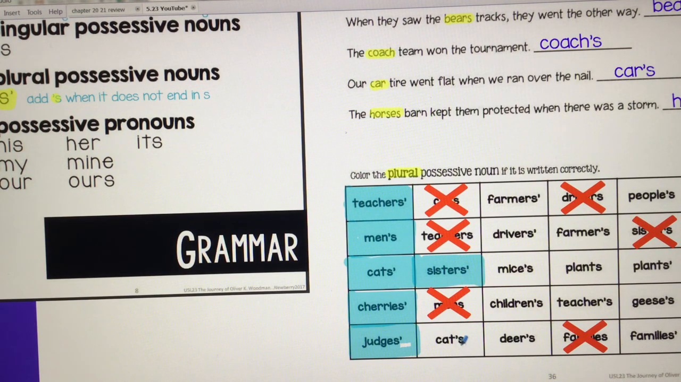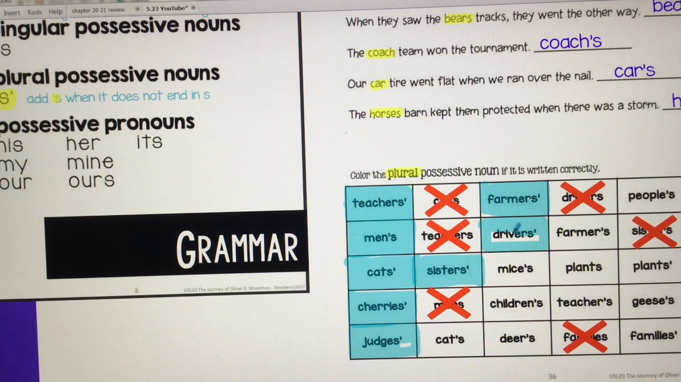Cats, that's an apostrophe S. That means that's talking about one of them. So I'm going to leave it blank. If you want, you can put an X over it, but I'm just going to leave it blank. Farmers. Farmers, okay, has the S at the end. So we're not going to add another apostrophe S, so it is S with the apostrophe. Drivers, okay, ends in an S, and you have to have an apostrophe after it because it's the plural possessive.